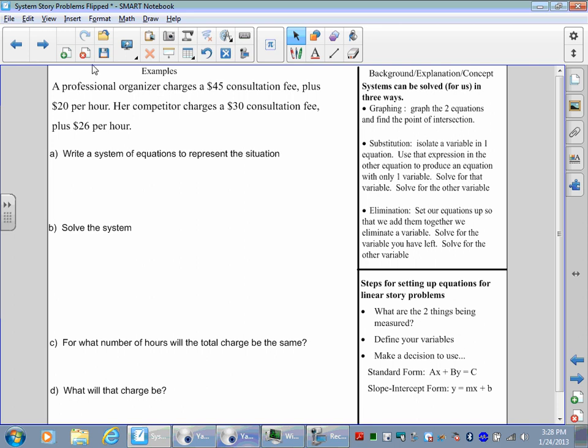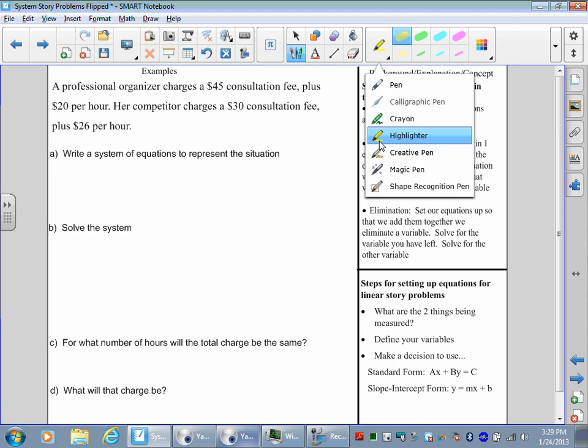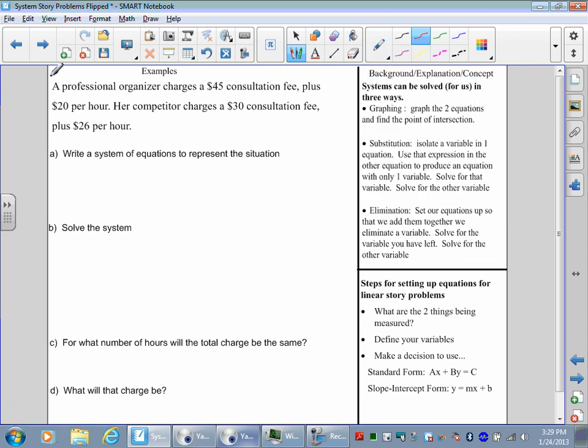And let's read this first problem. It says, a professional organizer charges a $45 consultation fee plus $20 per hour. And her competitor charges a $30 consultation fee plus $26 per hour. Now, this is a system story problem. So we're going to have to, in our case, write two different equations. So the first thing is, well, let's talk about what are we writing? Well, we need to write an equation for our professional organizer, and we need to write a second equation for her competitor. And again, to be a system of equations, they have to use the same variables.